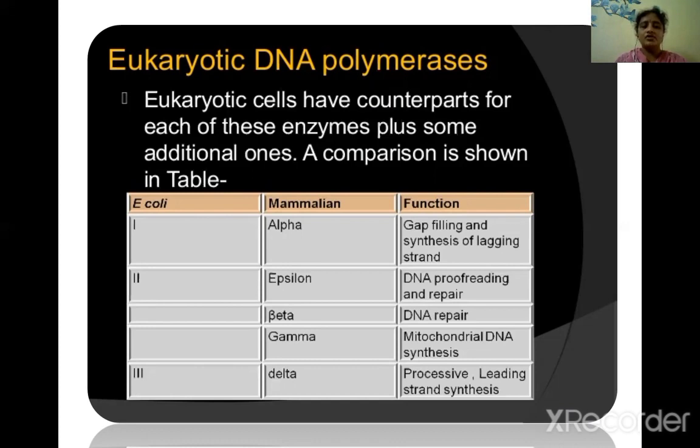DNA polymerase 2, which is indicated as epsilon. Its function is DNA proofreading and repair. Beta function is DNA repair. Gamma function is mitochondrial DNA synthesis. DNA polymerase 3, which is denoted as delta, has the function of processive leading strand synthesis.